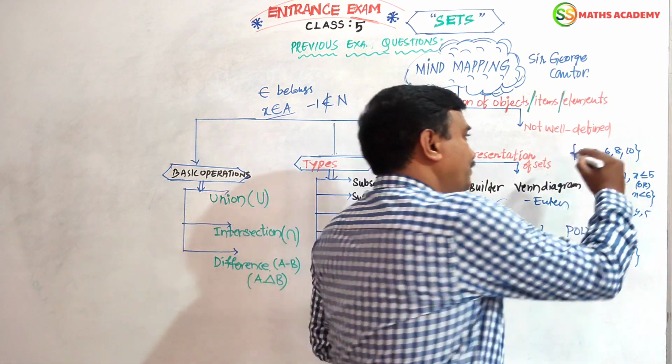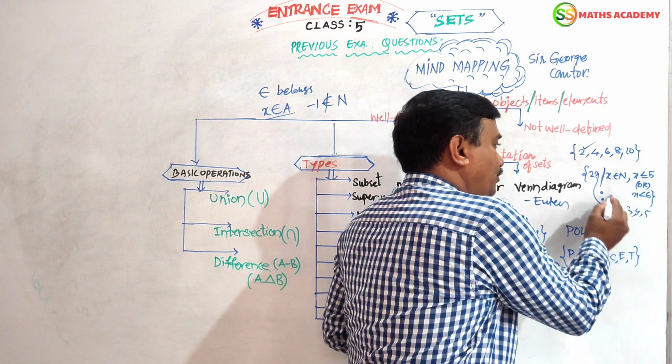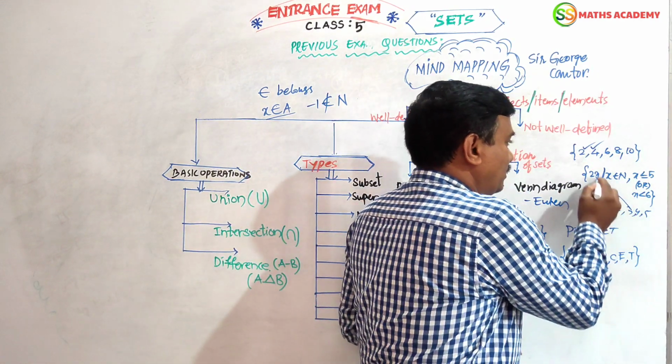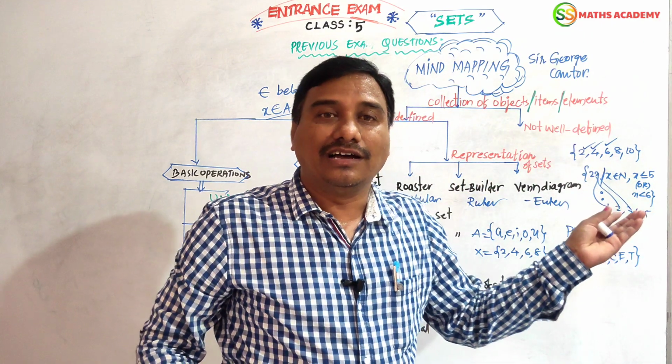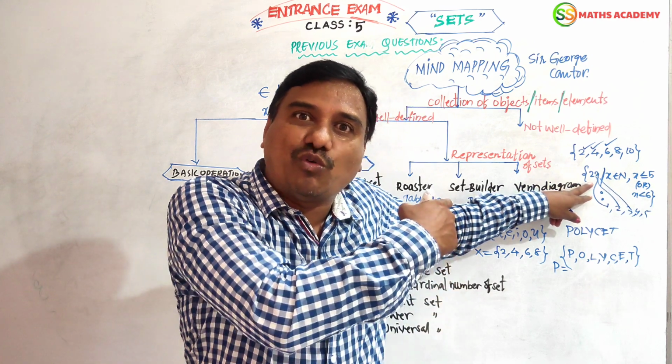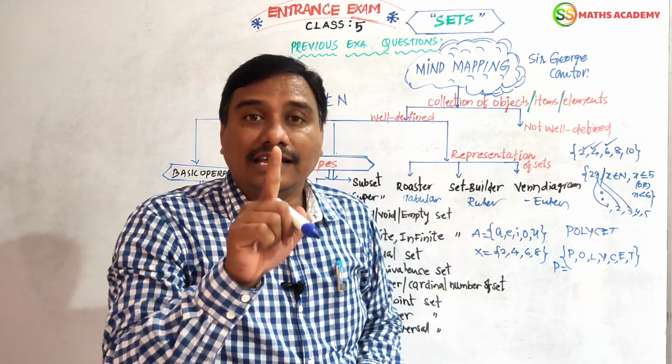Substitute 1: 1, 2. Substitute 2: 2, 4. Then 3: 3, 6. Like that 4, 5. So the roster form we have written is converted into set builder form. It is satisfied. So this is called set builder form.